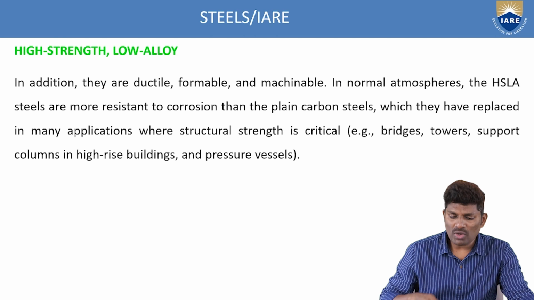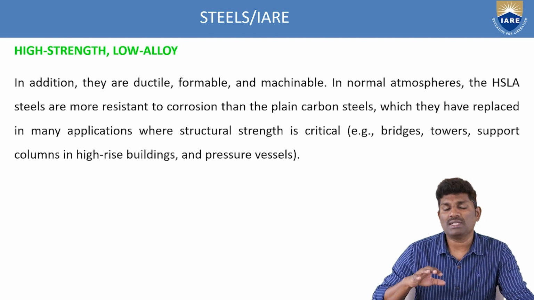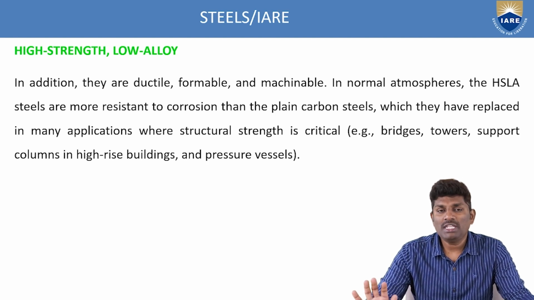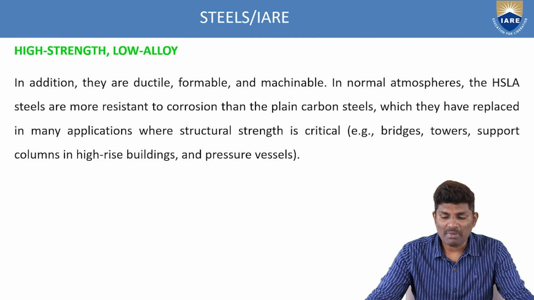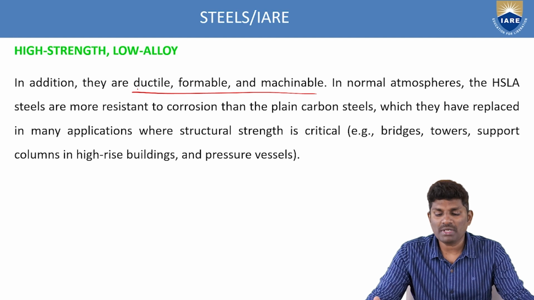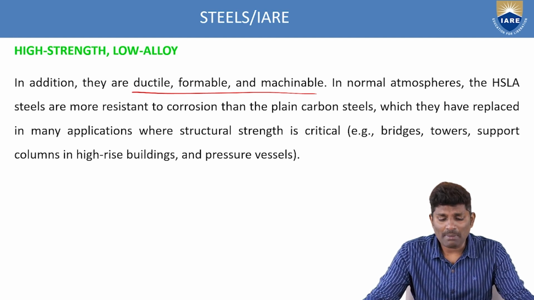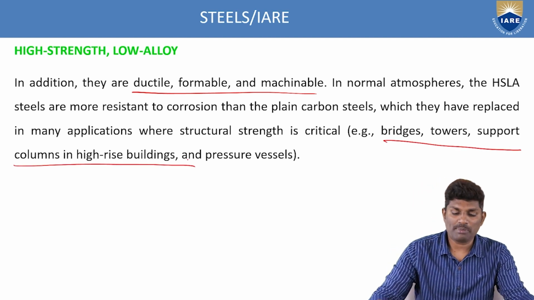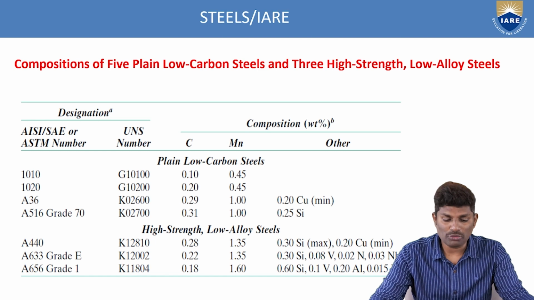That's why, if you know initially what type of properties this material will have, and I want to increase the property of that material, I can do a heat treatment process on it. I can add some other elements, like alloying elements, and I can improve the properties of the material. If you see the mechanical properties of these high strength low alloy steels, they are very ductile, formable and machinable. So these three are the mechanical properties. And the applications where you can use these are bridges, towers, support columns, high-rise buildings and pressure vessels. So these are some of the examples.